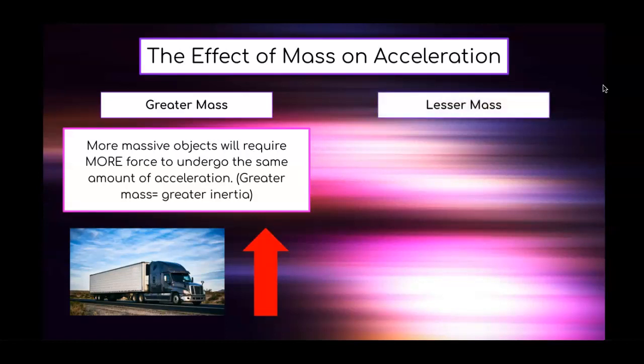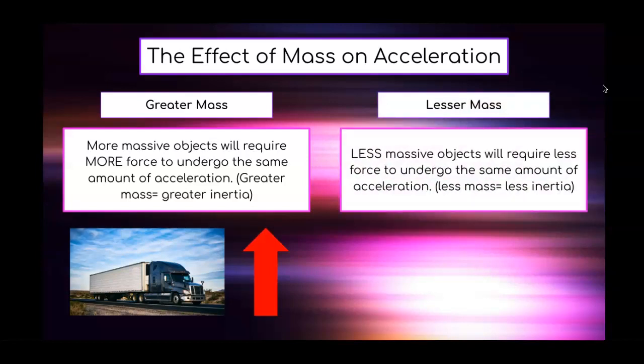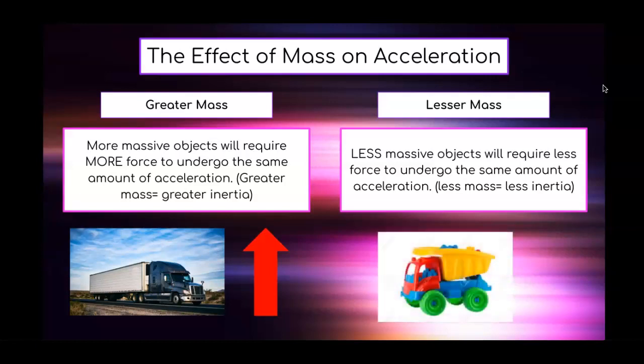On the other hand, lesser mass objects, or objects with less mass, require less force to undergo the same amount of acceleration, or will accelerate more with a lower amount of force applied. This also is because objects with lesser mass have less inertia. So an object with a much smaller mass will require much less force to accelerate, or with the same force applied, will accelerate much more.